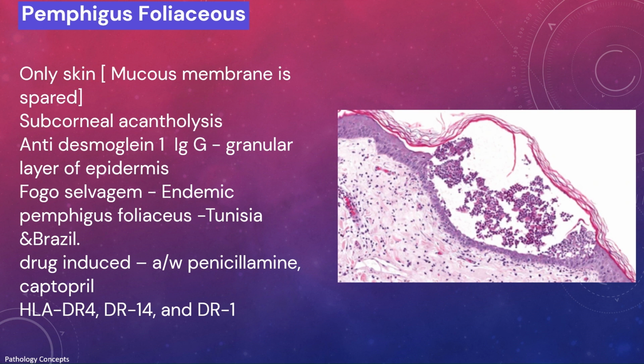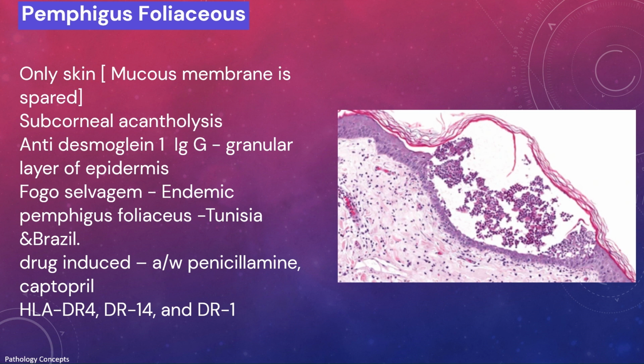There is a subcorneal acantholysis. And here autoantibodies are anti-desmoglein 1 immunoglobulin antibodies. There is an endemic Pemphigus foliaceous common in Tunisia and Brazil, which is called Fogo selvagem. Sometimes the Pemphigus is drug induced and which is associated with penicillamine and captopril.